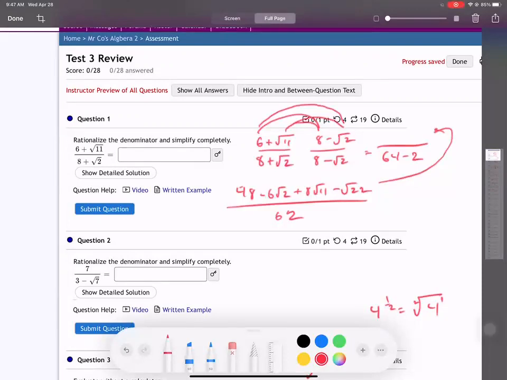Brittany, how do you feel about that? Are you okay with the conjugate part?